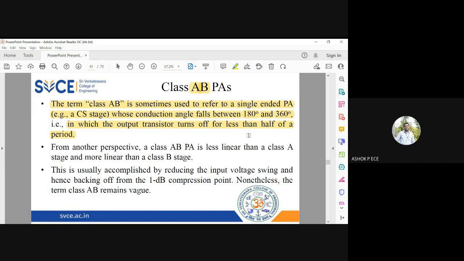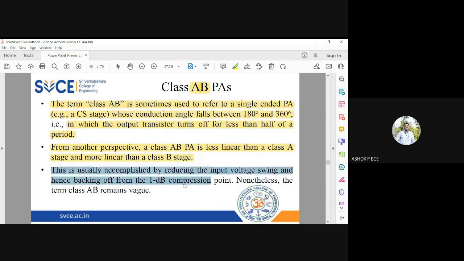Another way to interpret class AB is that the power amplifier is less linear than class A and more linear than class B. So it is a mixture of A and B, right? A is going to be highly linear, B is going to be non-linear. So when you say AB, it is a little bit less linear than A and a little bit more linear than B. That is the understanding you have. That is about class B, class AB power amplifier.